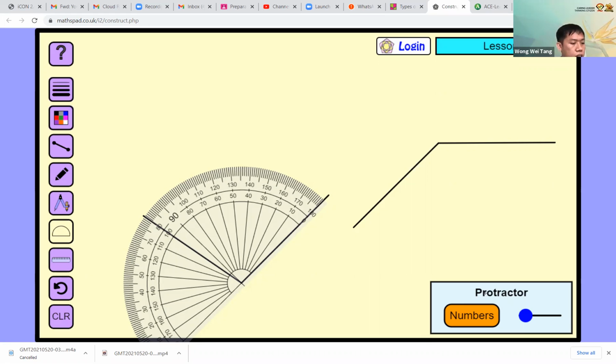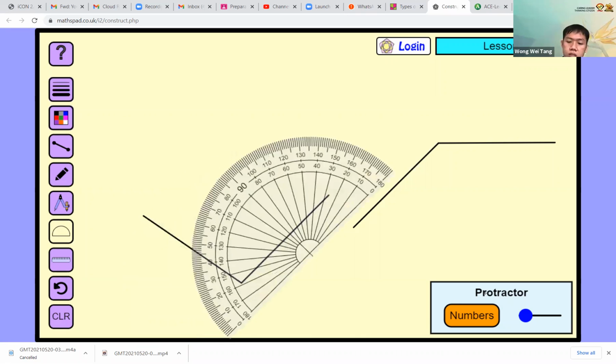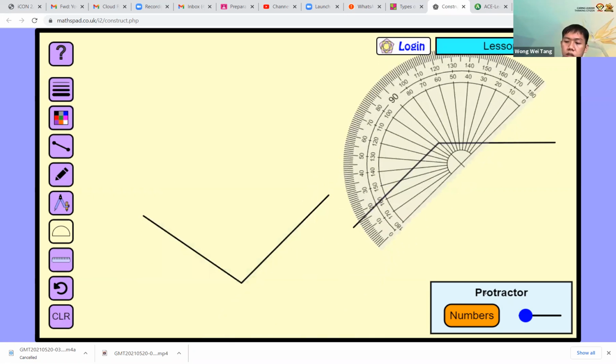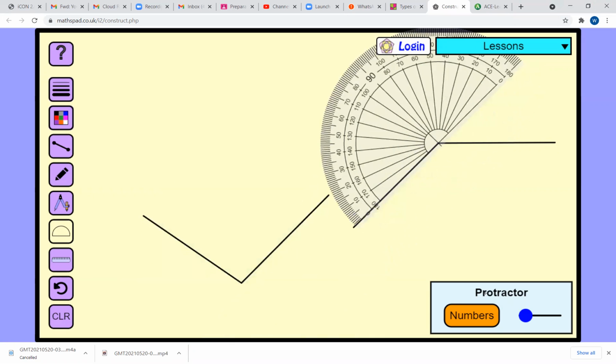Okay? Now, let's try a different question on the right side. Let's choose another student. Shazwan, can you unmute yourself? Shazwan? Yes. Sorry. Okay, it's okay.